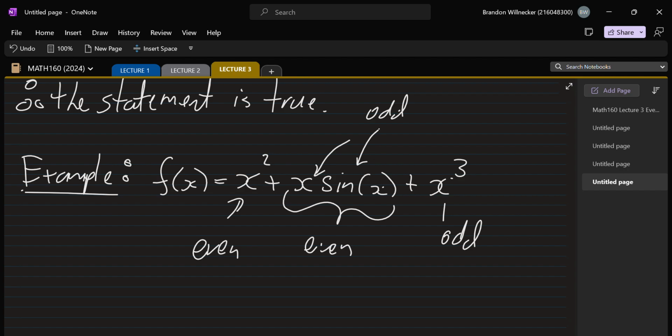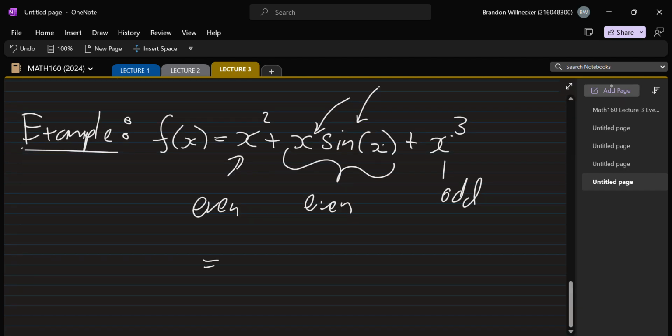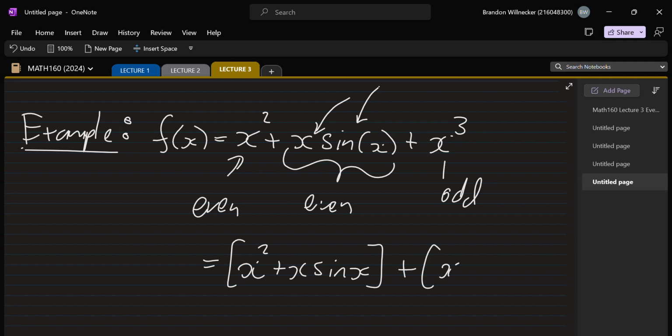If I have an even function and an even function and I add them together, what do I get? Even. So I can write this as bracket x squared plus x sine x, close bracket, just to show some separation there, and x cubed for the other one. First bracket we know is even, second bracket we know is odd, so this f of x I randomly came up with is now written as the sum of an even part and an odd part. Make sense?